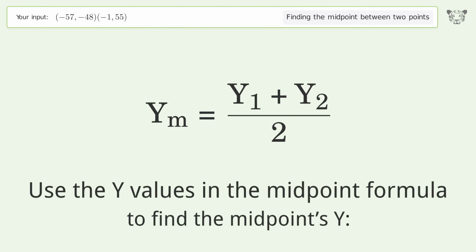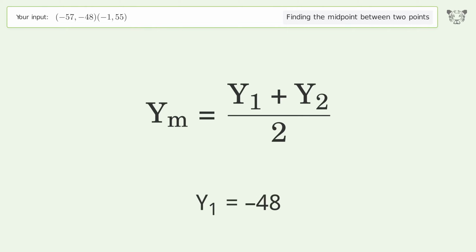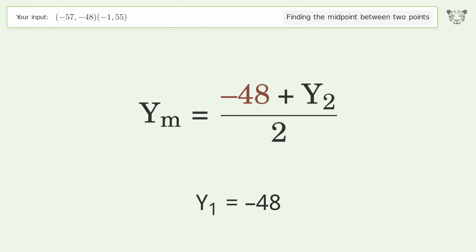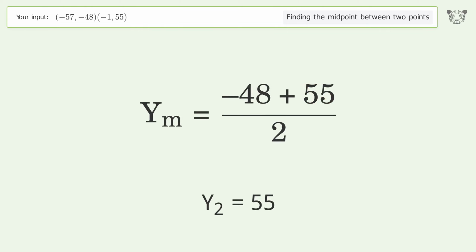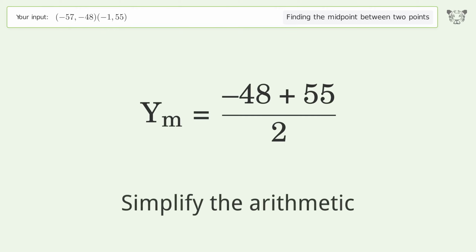Use the y values in the midpoint formula to find the midpoint's y. y1 equals -48. y2 equals 55. Simplify the arithmetic.